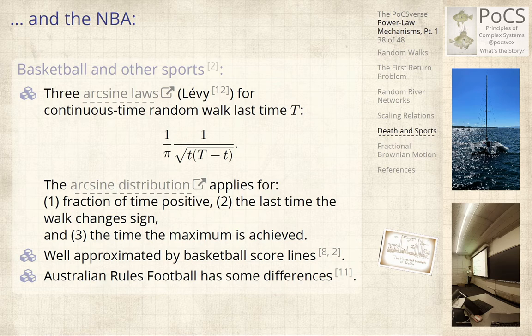So this is to do with what we've talked about. This is a fraction of time that it's positive, or the last time that the walk changes sign. These are these sort of basic questions, given that it's some time. And so you can see there's this spike when t equals zero and when t equals the end of time here that spikes up. So this looks like this kind of distribution, because of course you start equal, right? You start at an equal point.